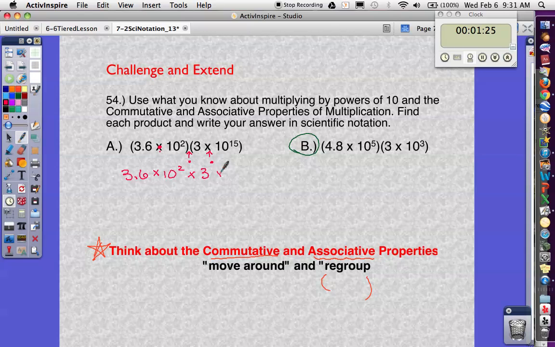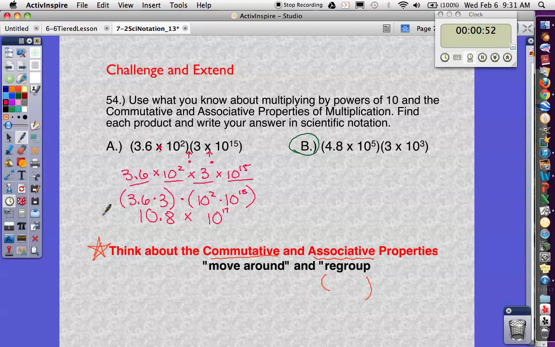It makes more sense to multiply these terms together. So put those, 3.6 times 3, and then regroup the 10s together. 10 squared times 10 to the 15th. You can do this, guys. 3.6 times 3. Take a second to do that. 10.8 times. Now, if you have 2 10s being multiplied here and 15 10s being multiplied here, how many 10s do you have being multiplied all together? 17.